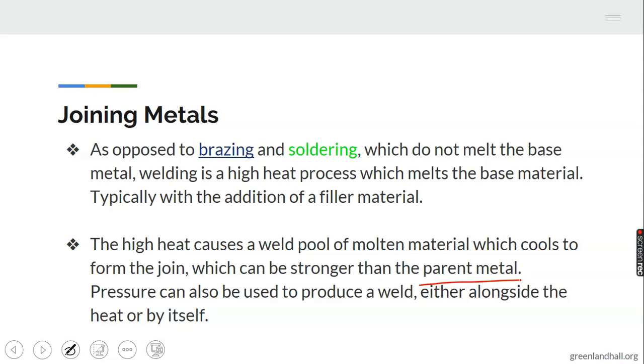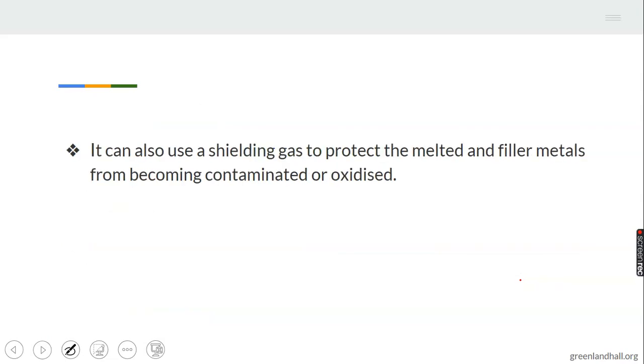materials. Pressure can also be used to produce a weld, either alongside the heat or all by itself. It can also use a shielding gas to protect the melted and filler metals from becoming contaminated or oxidized.